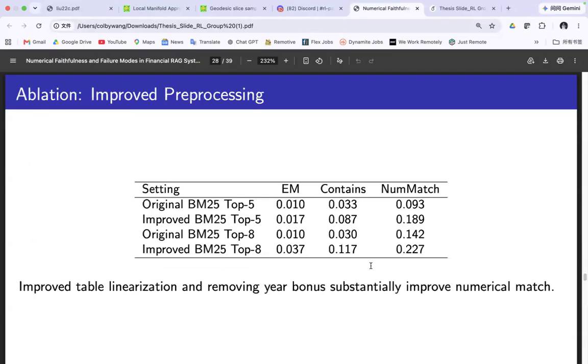And finally, we look at the improved preprocessing for the table linearization. So we can see that after we apply the table linearization, all the metrics actually improve. For example, the num-match actually doubled. And removing the year bonus substantially improved the numerical match, because previously we probably emphasized the year label too much for the table, and it actually doesn't improve the result much.